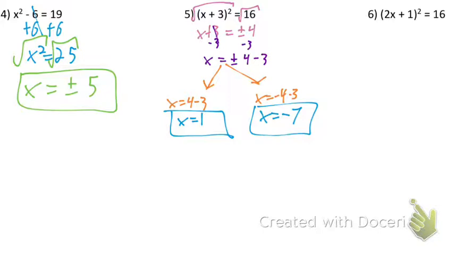Let's try number 6 here real quick. Number 6, 2x plus 1 being squared equals 16. Okay, is the squared term by itself? Yeah. So square root both sides. And what do we get on the left-hand side? 2x plus 1. What do we get on the right? Positive and negative 4.